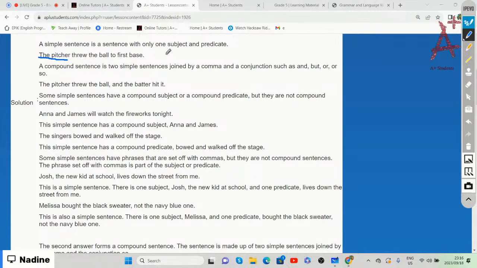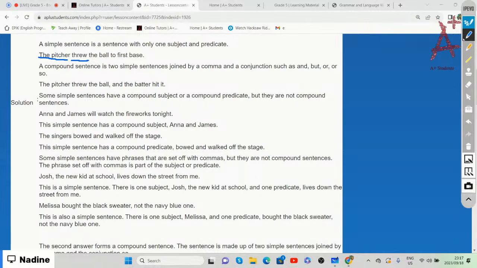So the pitcher threw the ball to first base. We can either say threw, or threw the ball to first base, is the predicate. And the predicate tells us what the subject did, and we call that a simple sentence. A simple sentence basically tells a complete thought. Once it has a subject and a predicate, it is a complete thought.